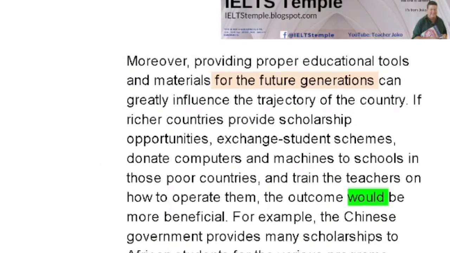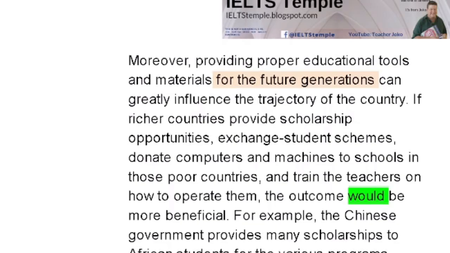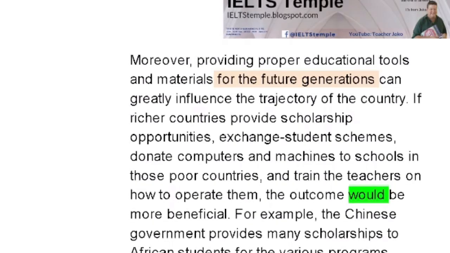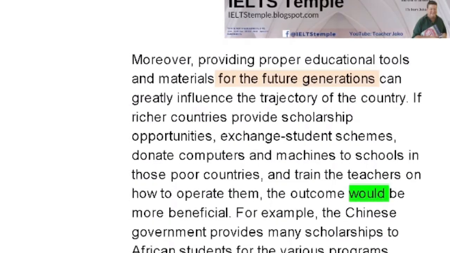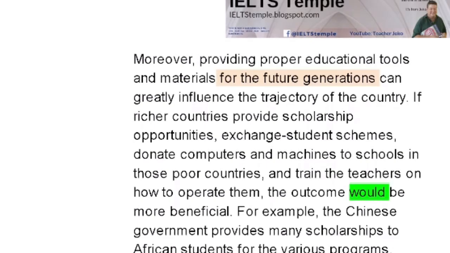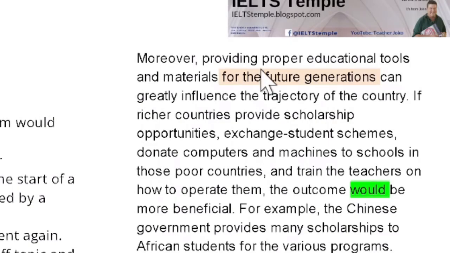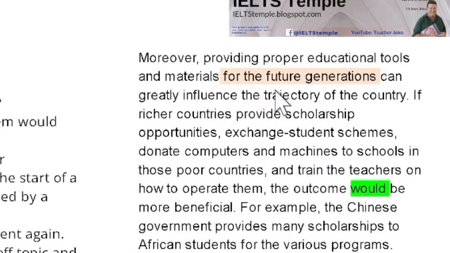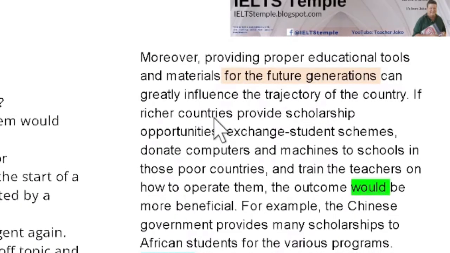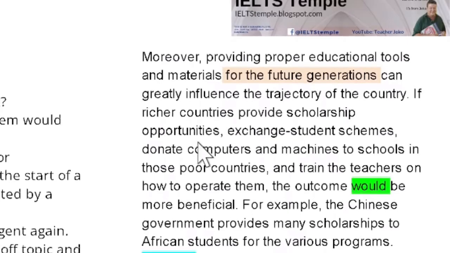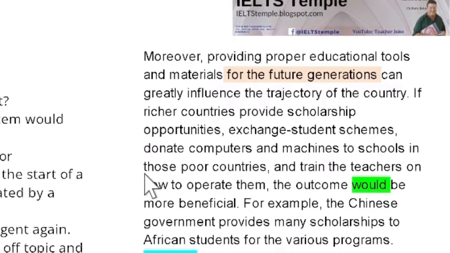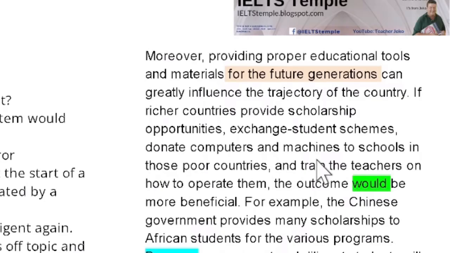Okay, and who are we talking about? Go back, remember, we're talking about people today, not future generations. We're talking about people right now. So why future generations in there? Okay, can greatly influence the generation. That's a topic sentence.